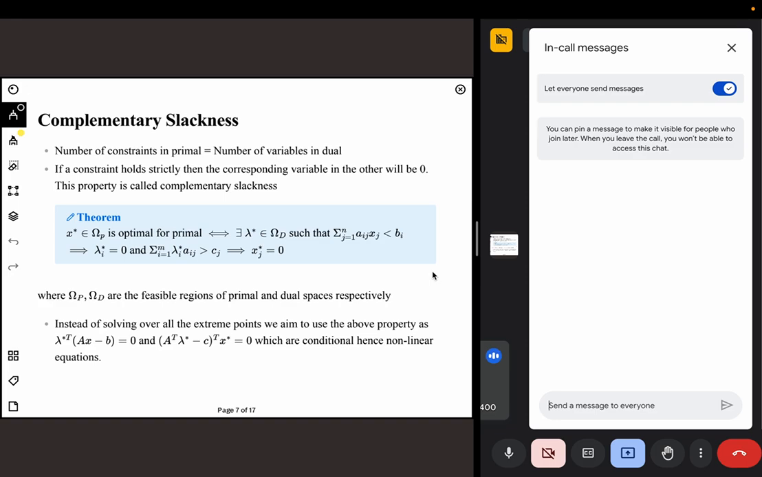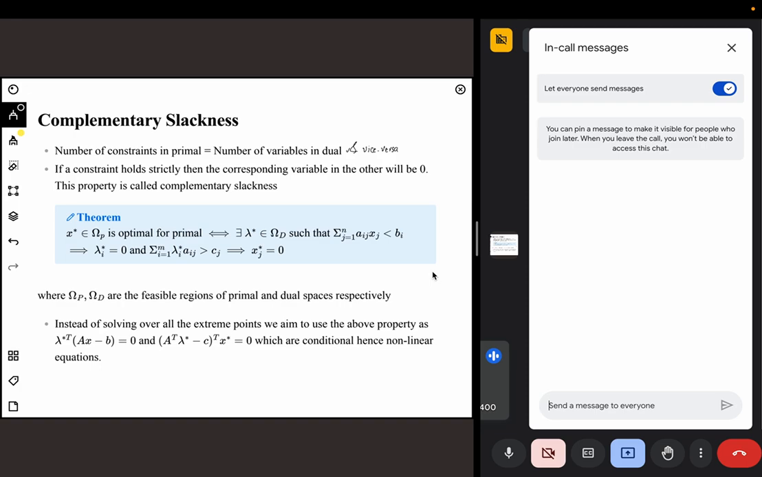Next, the most important one is the concept of complementary slackness. This is clear: the number of constraints in your primal become the variables in your dual, so that this number will be equal. Similarly, the number of variables in the primal will be the number of constraints in the dual. I have not written it, but let's put n, and vice versa.